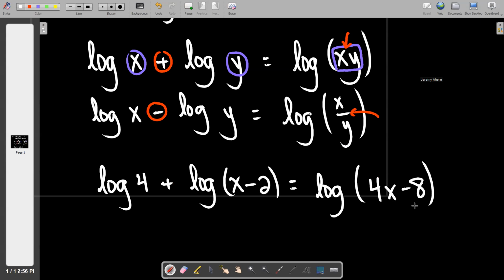Well, as we learned a few minutes ago, the addition of two logs condenses into multiplying their arguments together. If you take this argument, the yellow one, and multiply it by this one, the green one, you just have to do some basic distribution because it's multiplication, right? So if you multiply the 4 through, you get 4x minus 8. And that's that. Simple condensing.